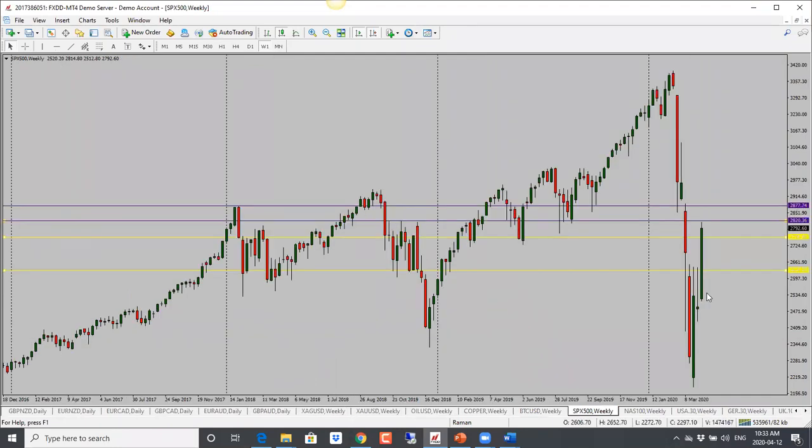All right, let's take a look at our indices here. Huge move here in S&P 500. Like I said, the US put out another stimulus package for $2.4 trillion. And that has the market exuberant here. So right now, this is looking bullish.